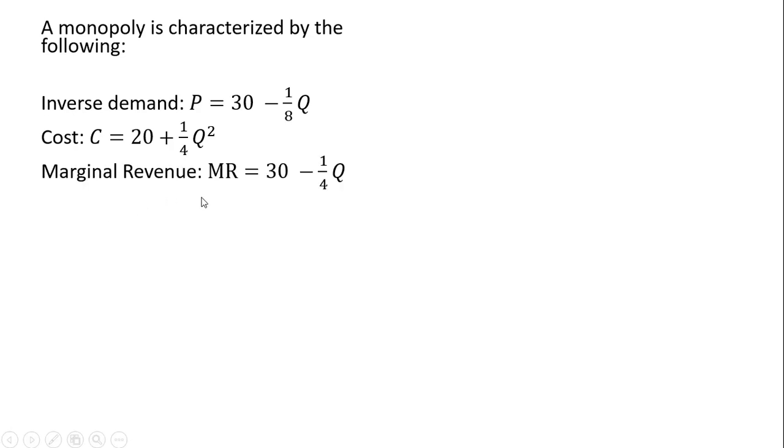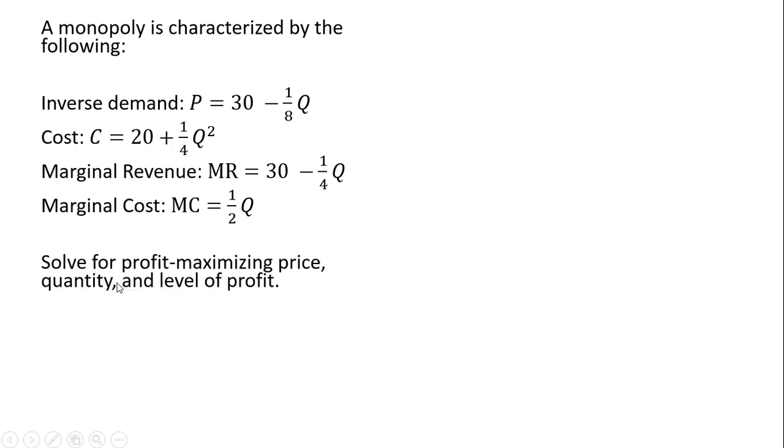And marginal revenue for this monopolist, MR, is given by the following equation. And marginal cost is given by the following equation. What we want to do is solve for the profit maximizing price, quantity, and level of profit. The main thing here is that profit maximization requires that marginal revenue equal marginal cost. So MR equals MC, and that's what we're going to do algebraically.